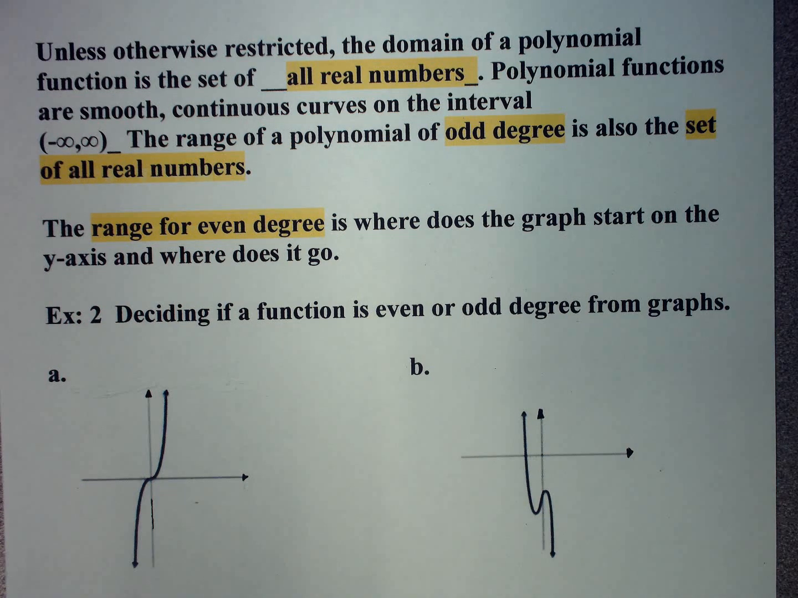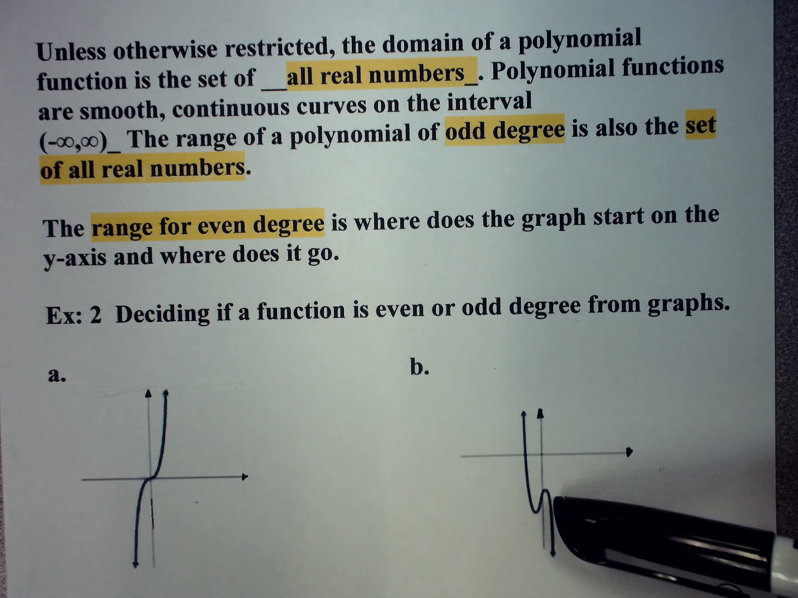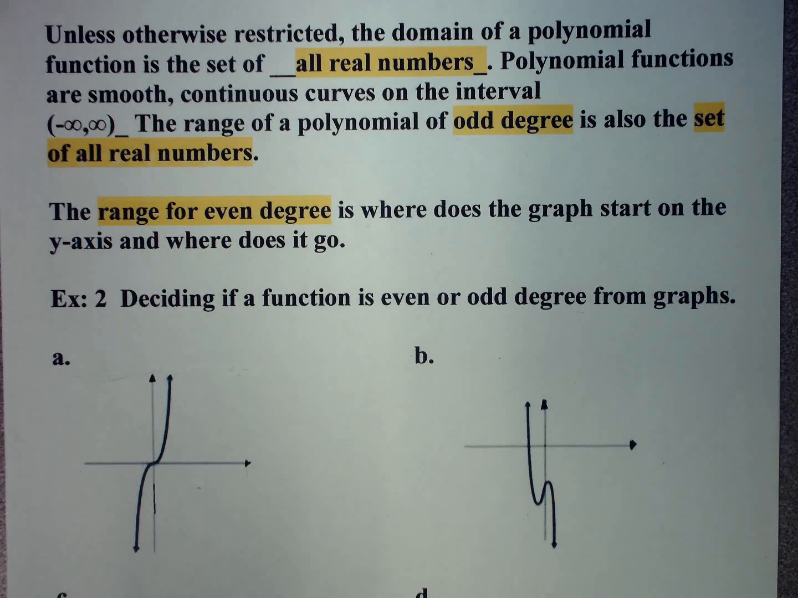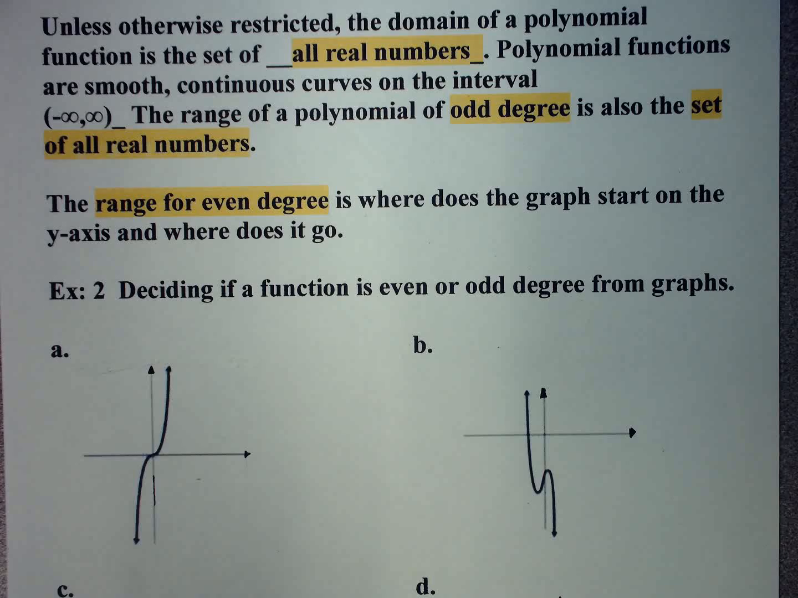Now the range for odd degrees, like the ones that go in different directions on the ends, they're going to be all real numbers as well. But when you start getting the even ones where they both go either up or both go down, then you have to figure out where's the lowest point on the y that it started, and then where's it going to go. Okay, so I'll show you that. But the first part is deciding whether it's even or odd.